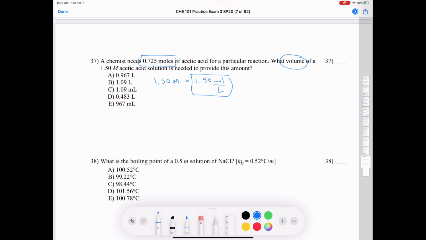Well, hopefully you can see that in order to determine the volume of my acetic acid, if I take the number of moles, which is 0.725 moles, and I divide that by the concentration, which is 1.50 moles per liter, my moles end up canceling out, and I end up with my volume. And that volume is 0.483 liters of acetic acid.